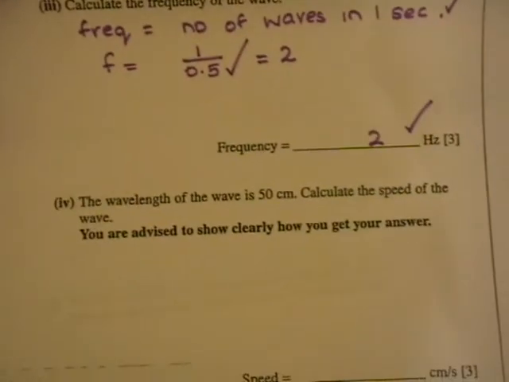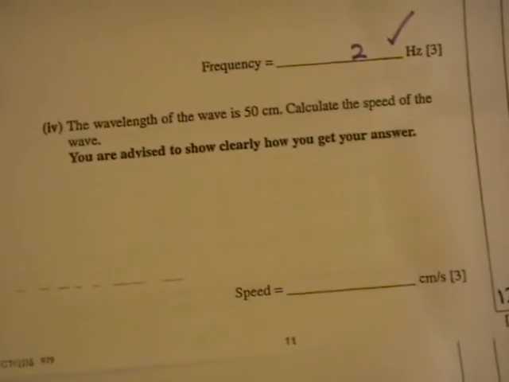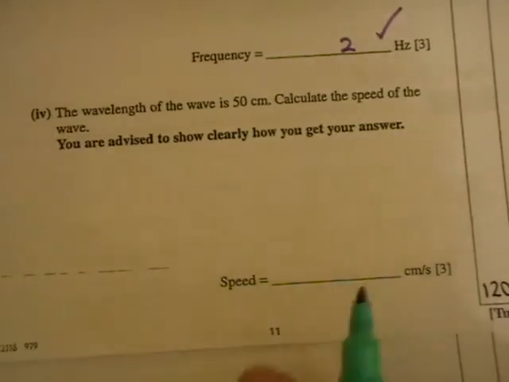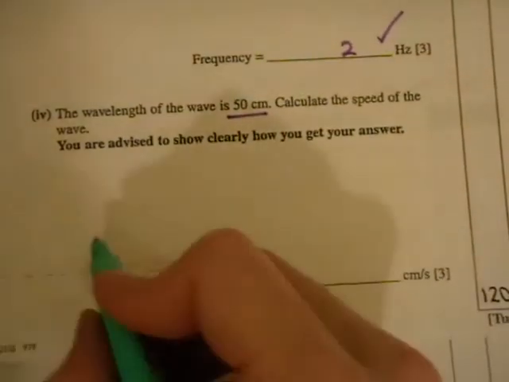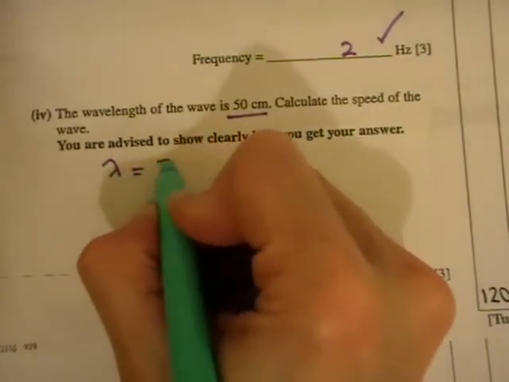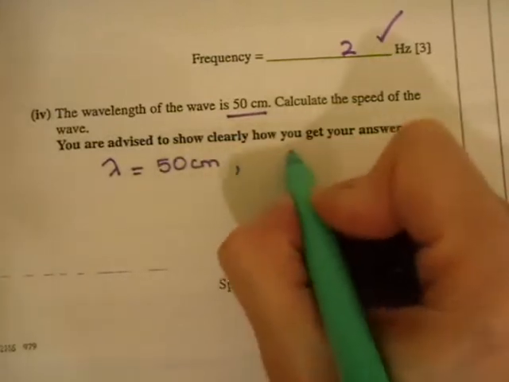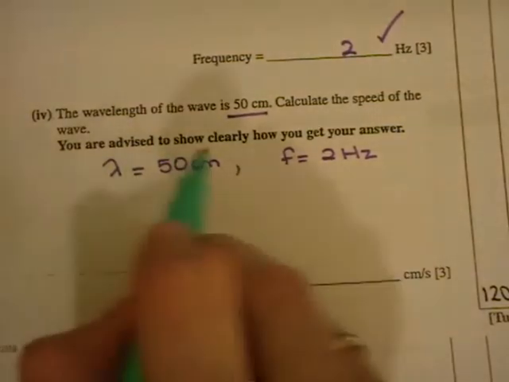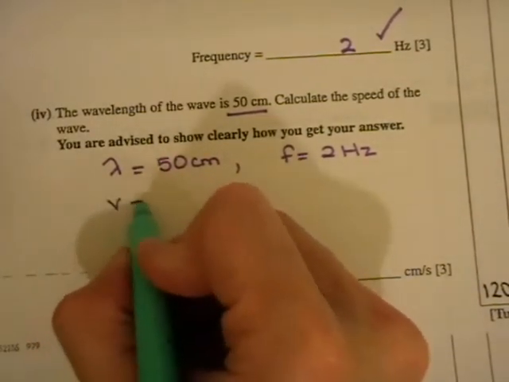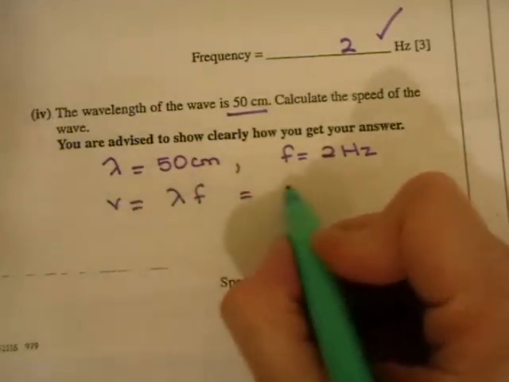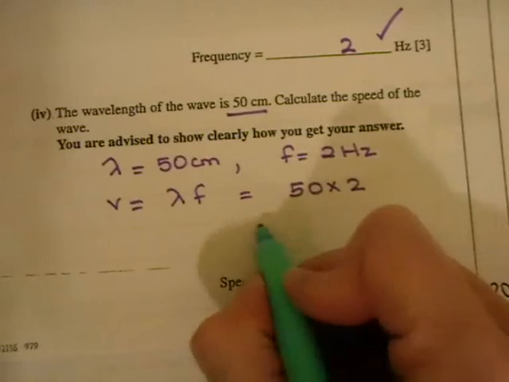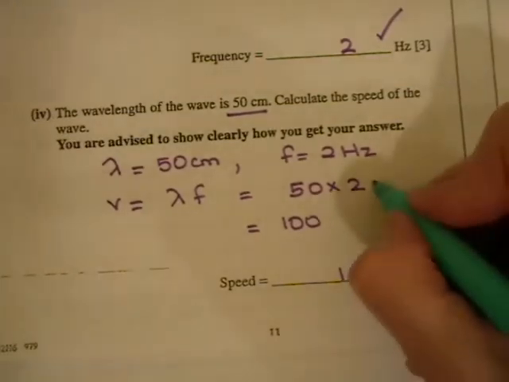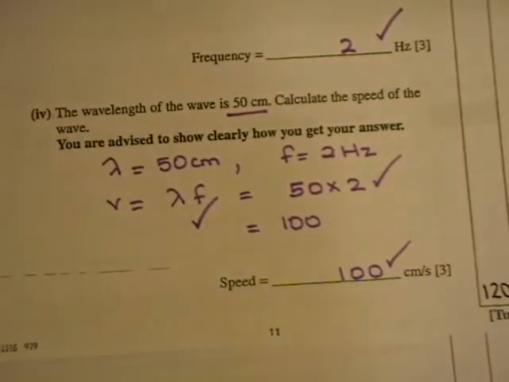The wavelength of the wave is 50 centimetres. Calculate the speed of the wave. You're advised to show clearly how you get your answer. And if you look carefully there, you can see you've got an answer in centimetres per second. So you can get away with leaving your wavelength in centimetres. So we'll write all the things down that we have. Wavelength is 50 centimetres. Frequency is 2 Hertz. And speed in this case, because we've got a wavelength and a frequency, we're going to use v = λf. And so that's 50 times 2. And that gives you 100. So the answer there is 100. So 1 mark for the 100, 1 mark for the 50 by 2, and 1 mark for the v = λf.